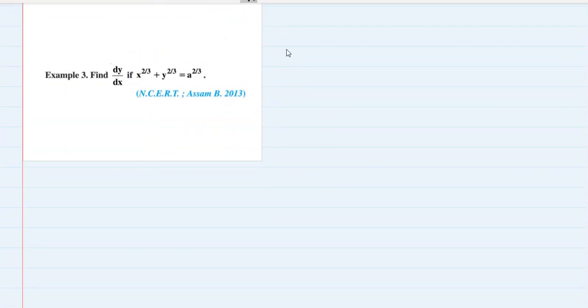Okay, you have to find dy by dx if x raised to 2 by 3 plus y raised to 2 by 3 is equal to a raised to 2 by 3. Now how is this question of parametric equation? Here we cannot solve this directly. If you go to solve this, it will become a little lengthy and difficult. So there is one technique with which I'm going to show you how to solve this question.